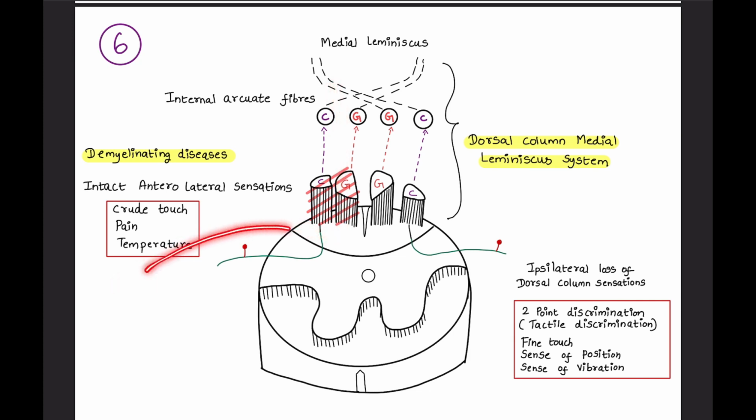So if there is a lesion on the right side of the body, the clinical features will be seen on the same side of the body. It is known as ipsilateral, and the opposite is contralateral. So what are the dorsal column sensations? Two-point discrimination, that is tactile discrimination, fine touch, sense of position and sense of vibration.